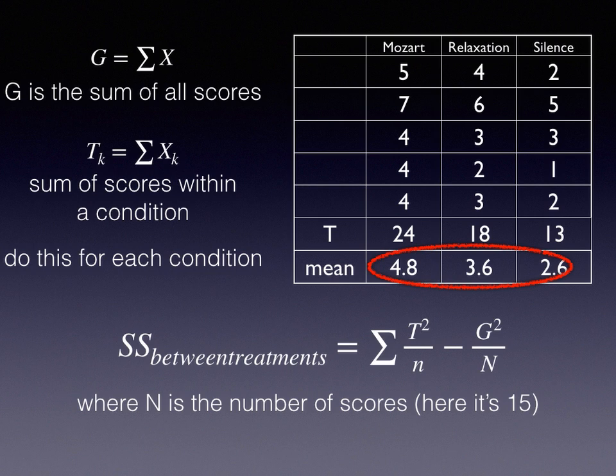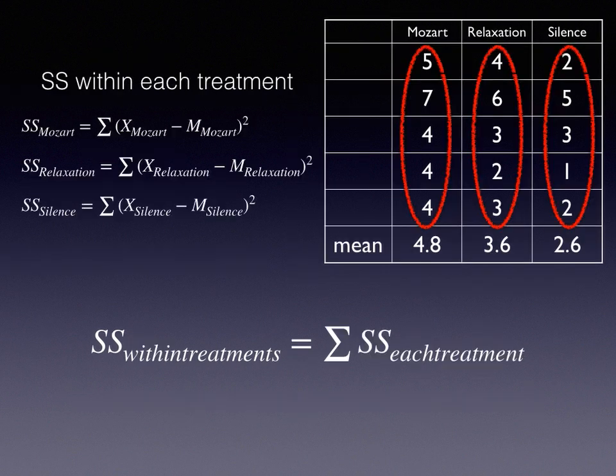And we've got between. There's also a formula for calculating sum of squares within treatments. And it's simply the sum of squared deviations of all the scores from their mean. So for the Mozart group, you'd subtract 4.8 from each one of your scores. That's the deviation for each one of the Mozart scores. Square those and add them all up. For the relaxation, it's 4 minus 3.6 squared, 6 minus 3.6 squared, etc., right? You subtract the mean from the group from all the scores within that group and get sum of squares.